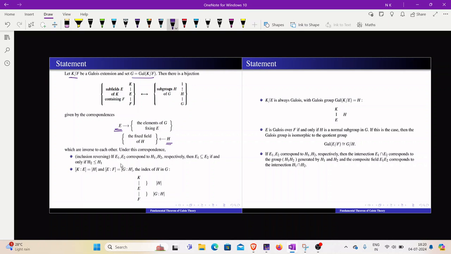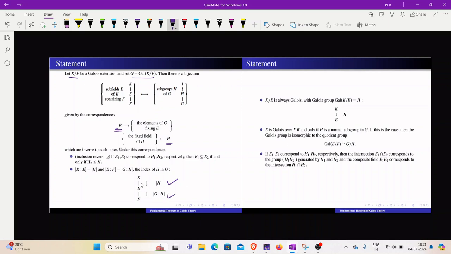The first thing is that if E1 and E2 are fixed fields of H1 and H2, then E1 is contained in E2 if and only if H2 is a subgroup of H1. Secondly, the degree of extension of K over E is the cardinality of H, and the degree of extension of E over F is the index of H in G, which is depicted here diagrammatically.